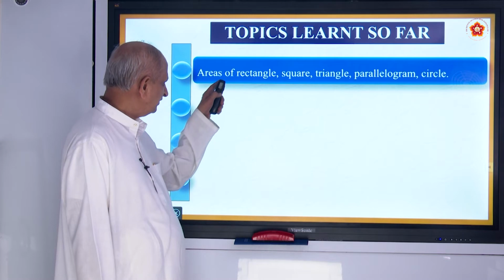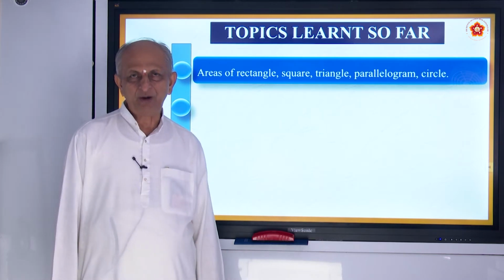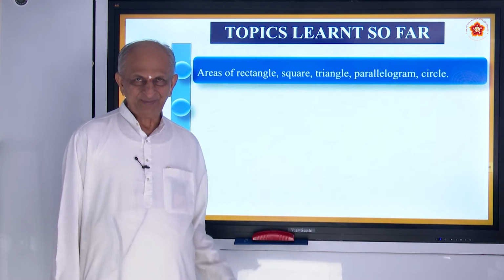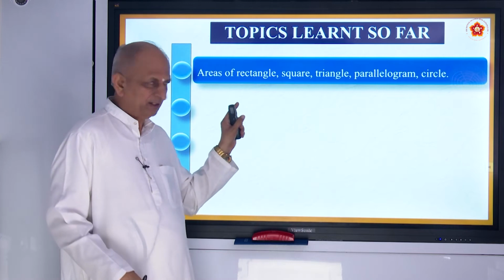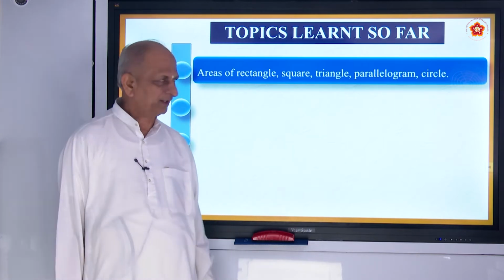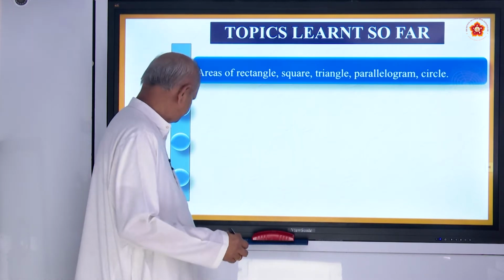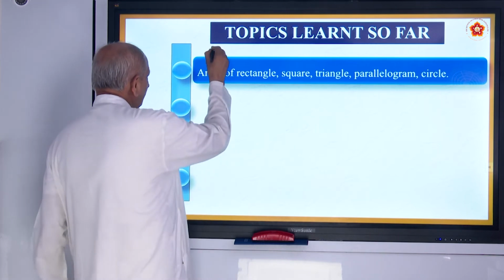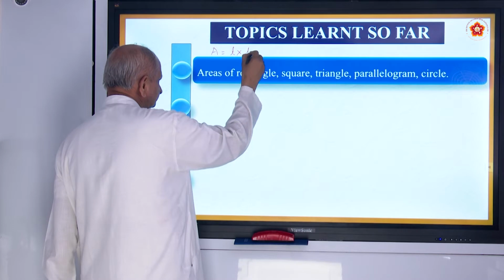So we have seen these are called plane figures. Why are they called plane figures? Because they can be drawn on a plane. It may be a board, or it may be a paper or a book that you are writing on, correct? So rectangle. What is the area of a rectangle? Area of rectangle A is equal to L into B.